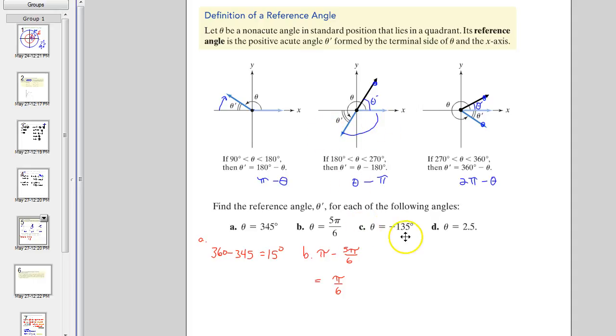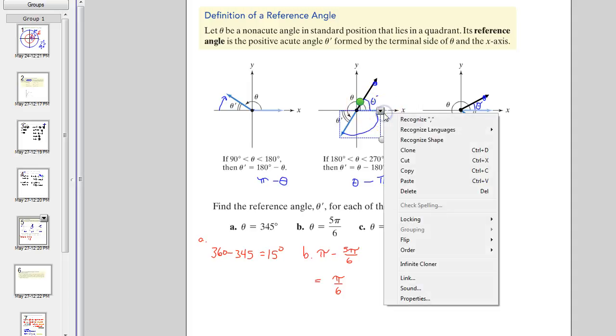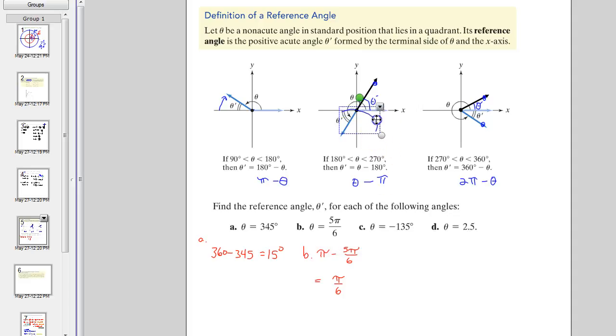Alright, but because it's a negative angle, I'm going to treat it as if it were a positive angle. So I'm going to flip this up and down, and so I am in quadrant 2. So I'm actually going to do the property as if I was in quadrant 2. I'm going to ignore the sign. So pi minus 135.